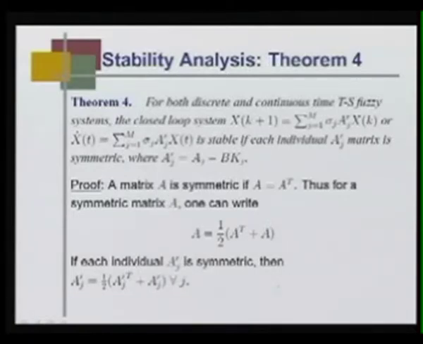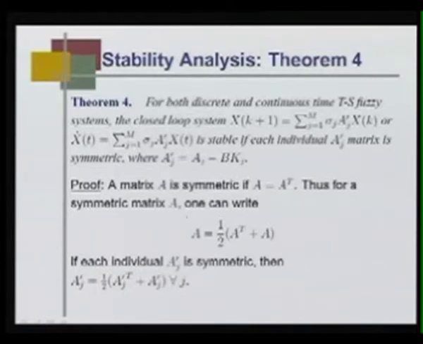So, now we will go to theorem 4. For both discrete and continuous time T-S fuzzy system, the closed loop system x(k+1), which is given like this, or in continuous time x dot is sigma j of Aj dash x(t), is stable if each individual Aj dash matrix is symmetric, where Aj dash is Aj minus B Kj.